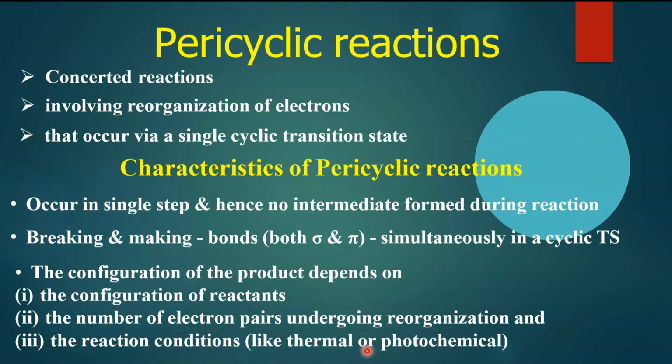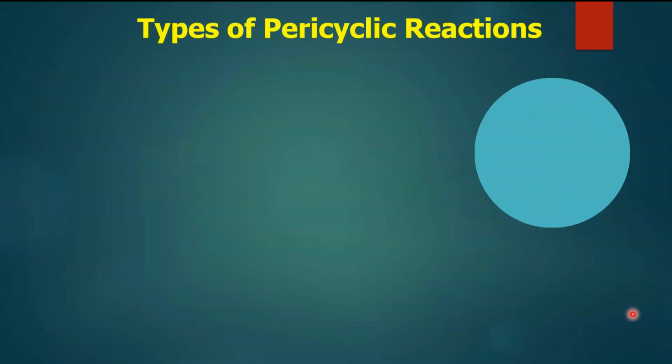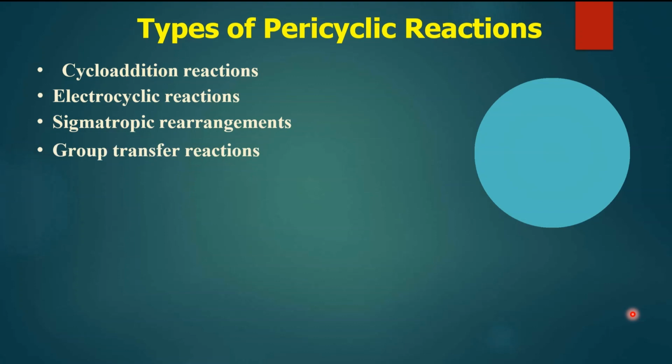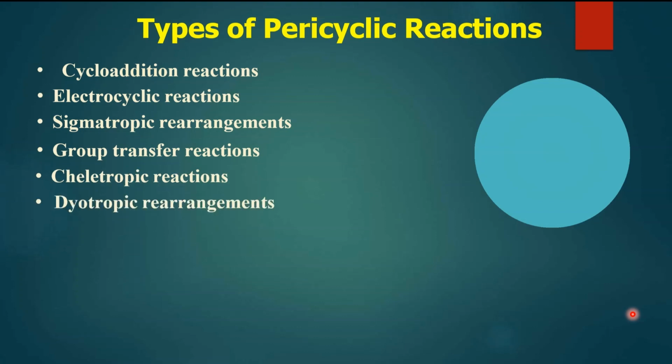Let us see a few examples. The TS which we represent here is transition state. There are various types of pericyclic reactions. The classic type is cycloaddition reactions. The second type are electrocyclic reactions. The third are sigmatropic rearrangements, followed by group transfer reactions, chelotropic reactions, and dyotropic rearrangements.